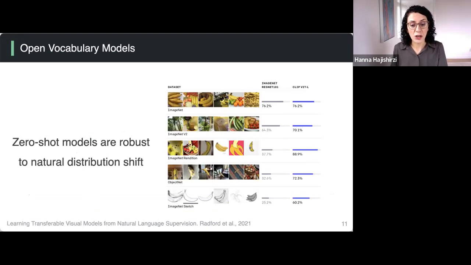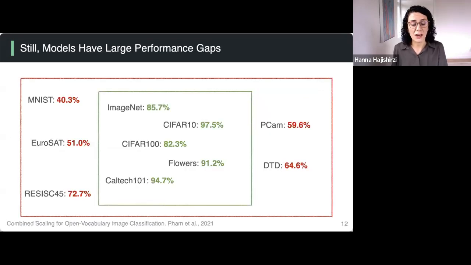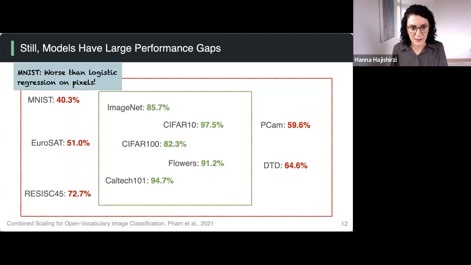Importantly, these zero-shot models are robust to natural distribution shifts. This figure, for example, compares the robustness results of ResNet 101 versus CLIP zero-shot models across different natural distribution shifts. And as you can see, the CLIP zero-shot model is doing much better. Still, there are large performance gaps in many other datasets. For instance, in MNIST, the performance is even worse than logistic regression.